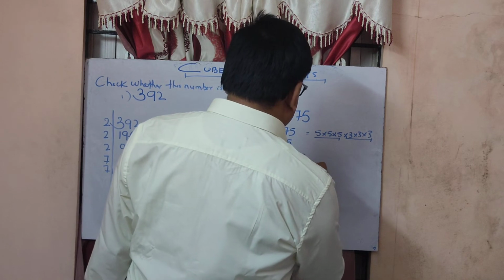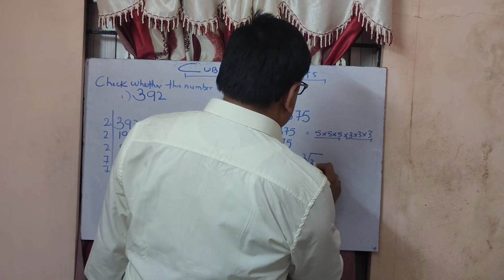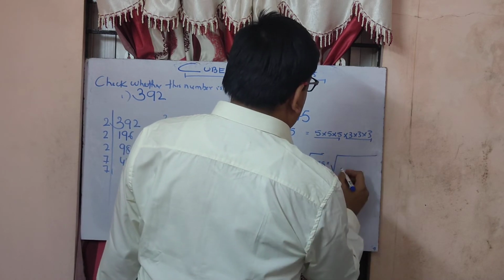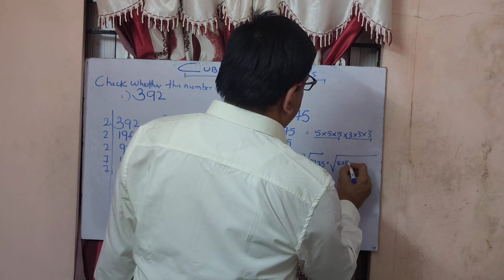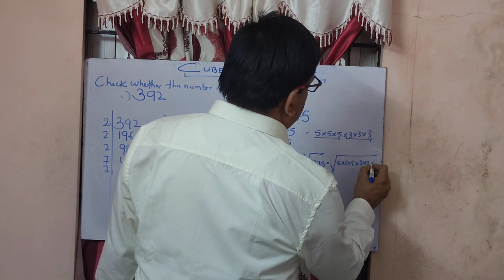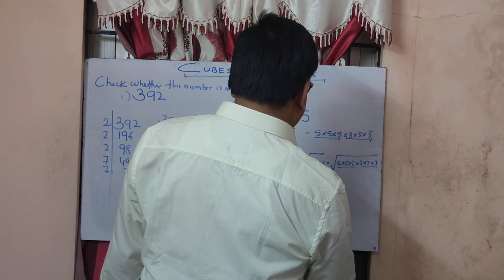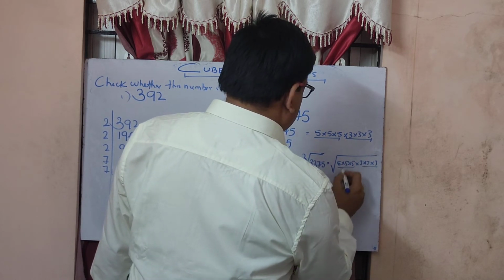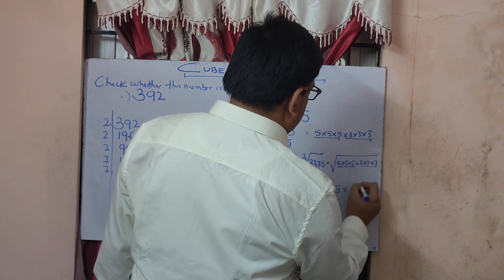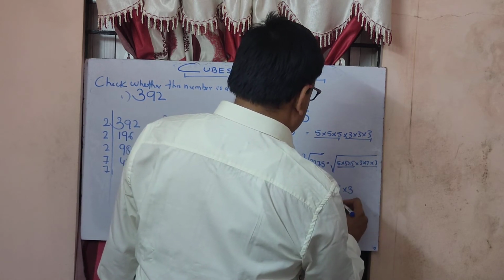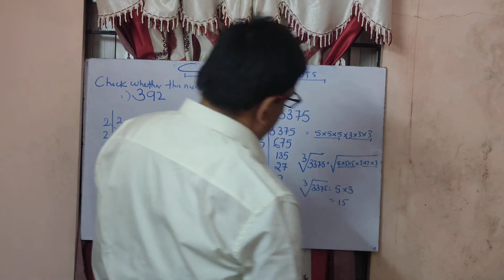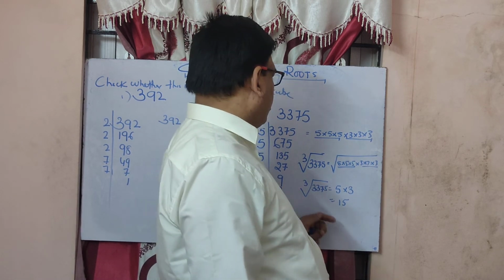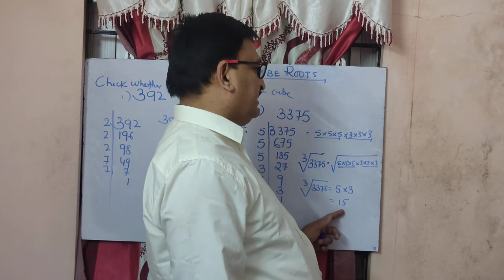So that you can write like this: 3375. You have to write all these numbers: 5 into 5 into 5 into 3 into 3 into 3. Now this is pairing. So now the cube root of 3375 equal to, take out 1 from it, take out 1 from it. So 15. Now the cube root of 3375 is 15.